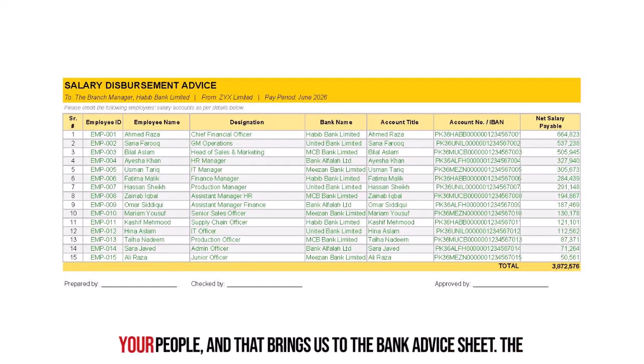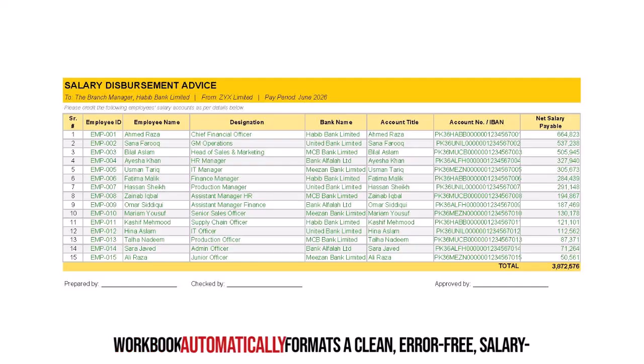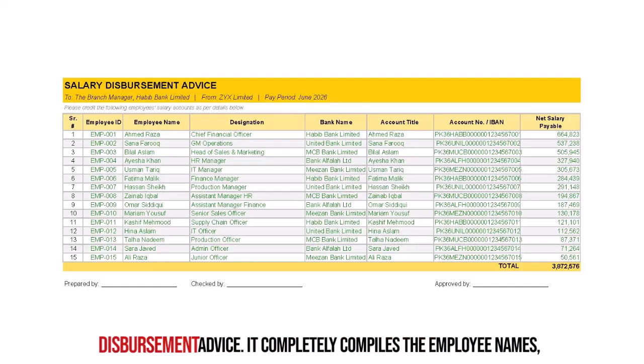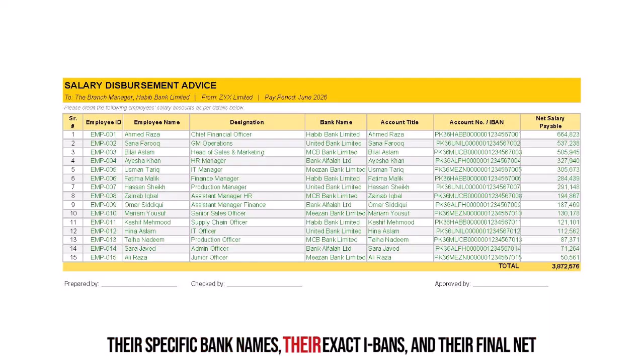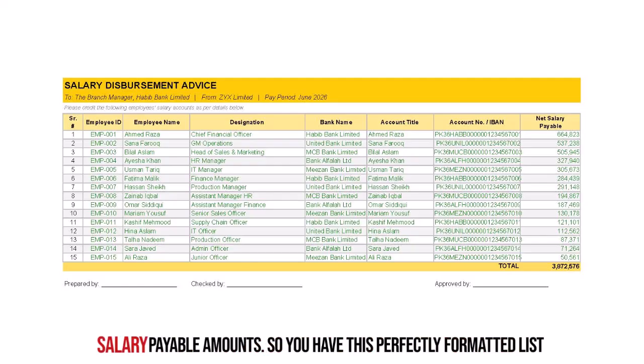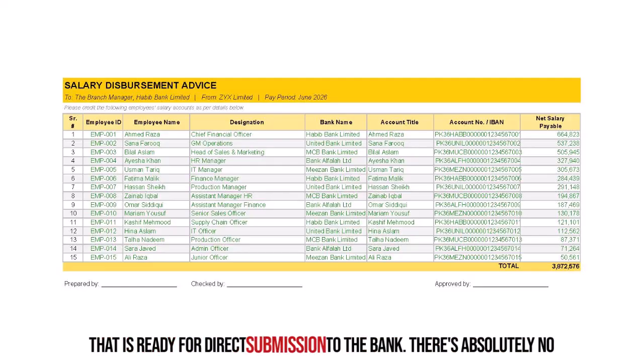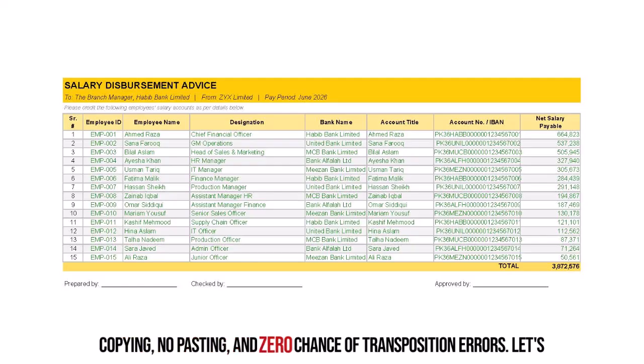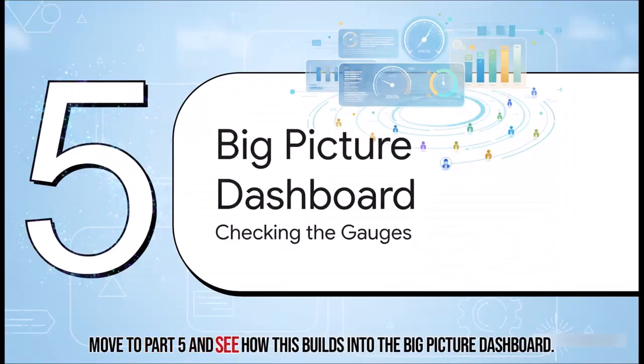But, as we all know, just knowing the total isn't enough. You actually have to pay your people, and that brings us to the bank advice sheet. The workbook automatically formats a clean, error-free salary disbursement advice. It completely compiles the employee names, their specific bank names, their exact IBANs, and their final net salary payable amounts. So you have this perfectly formatted list that is ready for direct submission to the bank. There's absolutely no copying, no pasting, and zero chance of transposition errors. Let's move to Part 5 and see how this builds into the big picture dashboard.